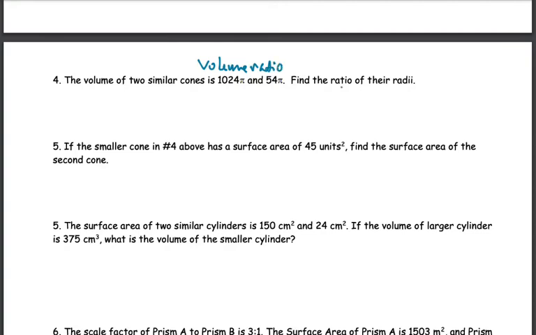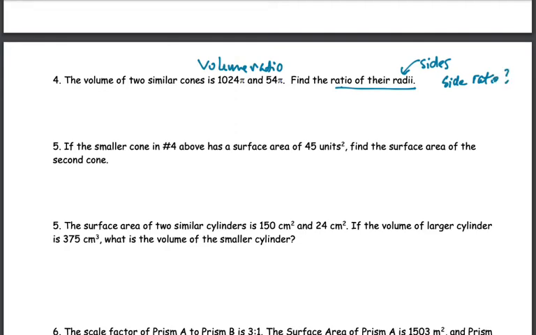And it wants us to find the ratio of the radii. These are sides, or they're thought of as sides. They're one-dimensional parts. And so we can either set up a side ratio or a scale factor. They're the same thing. So that's what we're looking for.